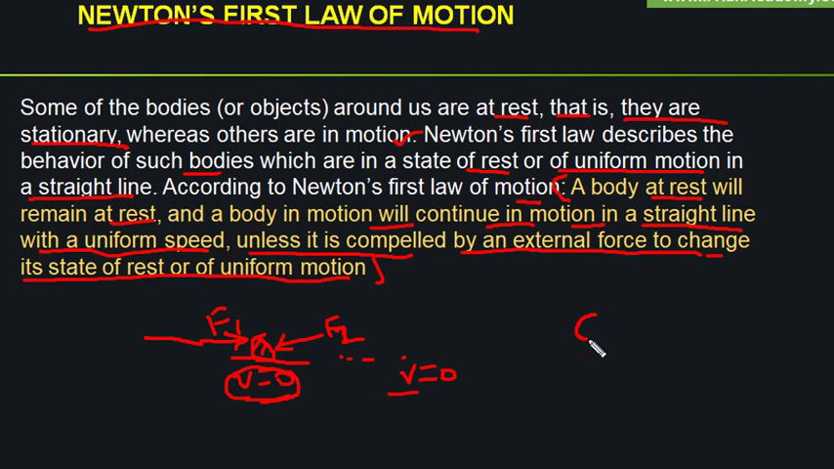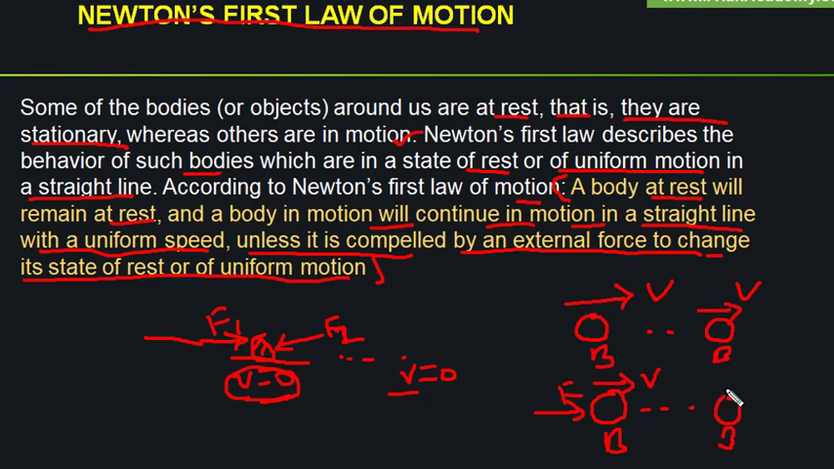Similarly, if a body is moving with velocity v in a straight line, this object B will continue moving in a straight line with the same velocity v unless it is again acted upon by an external force. So if an external force is applied on the body now, this was the initial velocity v, and then a force is applied, then its speed will change. Okay, so here there are three terms.